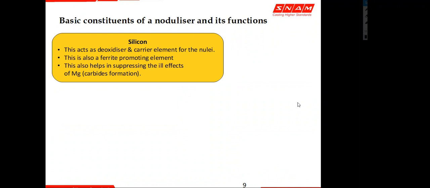Then comes silicon. Silicon is also a deoxidizer. As we know, silicon forms silicon oxide. Silicon is the carrier element for the nucleus, so silicon is an important element for the nucleation process to happen. Silicon is also a ferrite promoting element, and to some extent silicon also controls the matrix. And as silicon is a nucleating element, magnesium is known for its carbide promoting tendency. So we have silicon in the nodularizing material such that the carbide formation tendency is compensated by the silicon present. So in your nodularizer, you have an element which is prone to give carbides, and you also have an element which gives nucleation. These two are compensated by themselves.